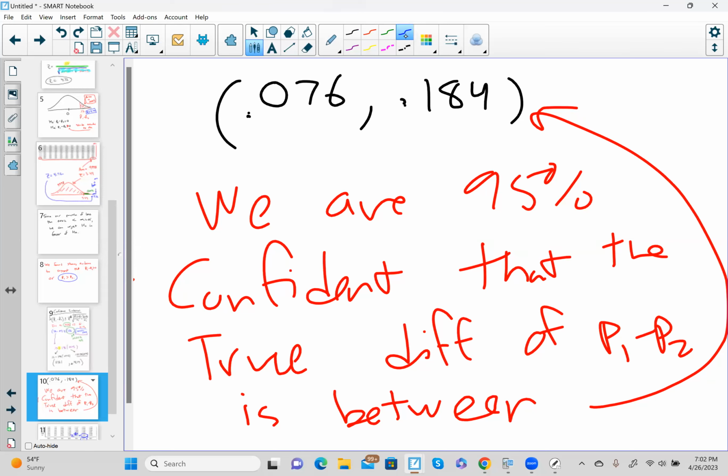What I'd like you to notice is that 0 is not in here. So if 0 is not in here, that means the difference is not likely to be 0. And if the difference is not likely to be 0, that means that these two proportions are not equal. It means that one proportion is bigger than the other.